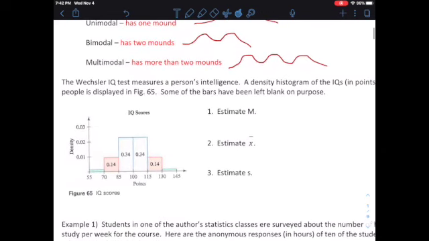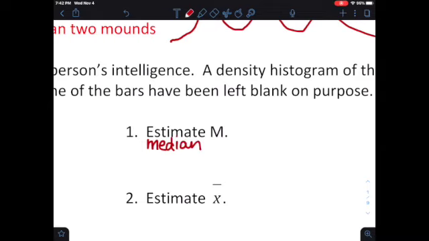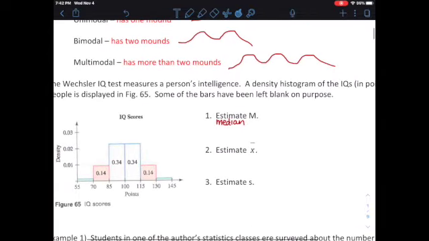So first of all, the IQ score, and the very first thing they want you to find is the median. The big M stands for median, so we're going to take a look at what is the middle, the 50th percentile. And if it's in the middle 50 percentile, the point is at 100, right here, because both sides are even.